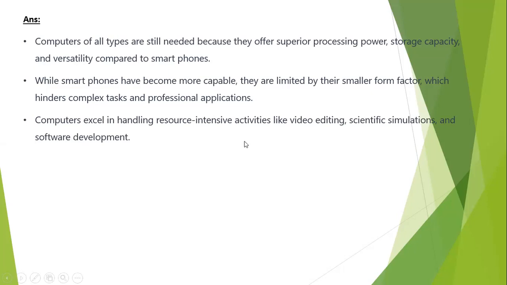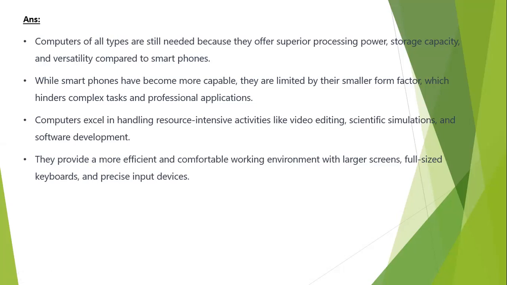Computers excel in handling resource intensive activities like video editing, scientific simulation, and software. These are tasks which cannot be done with a smartphone. So this is the main reason behind using computers instead of smartphones. They provide a more efficient and comfortable working environment with a larger screen, full size keyboard, and a three size input device. So these are some other functions which cannot be offered by a smartphone. Smartphones don't provide a working environment.